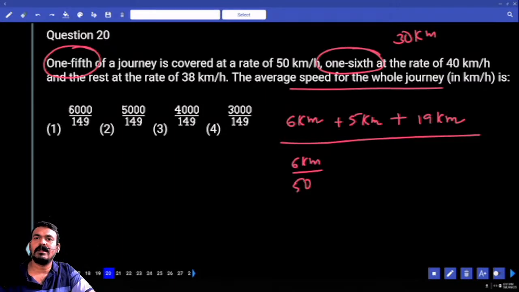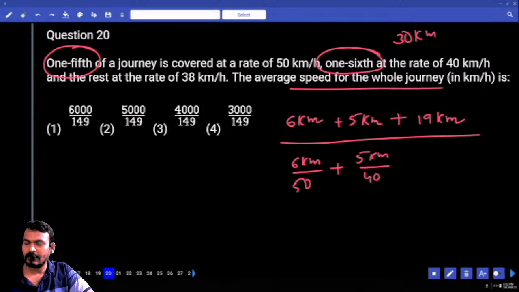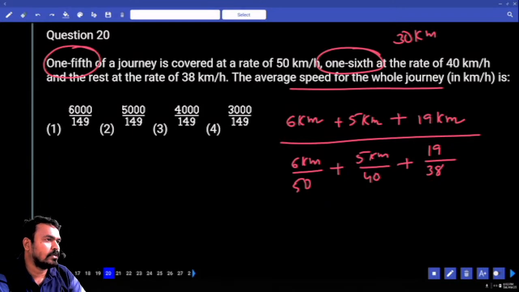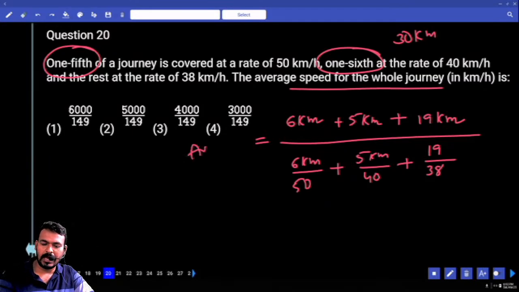Distance by speed gives the time in the first case. Plus, what is the second distance? 5 kilometers with a speed of how much? 40 kilometers per hour. We get the second time. Plus, what is the third distance? 19. What is the third speed? 38. What is the numerator? Total distance. Denominator, total time. Then we get the total speed, which is the average speed. Numerator directly how much?